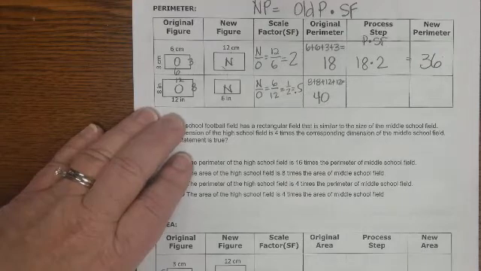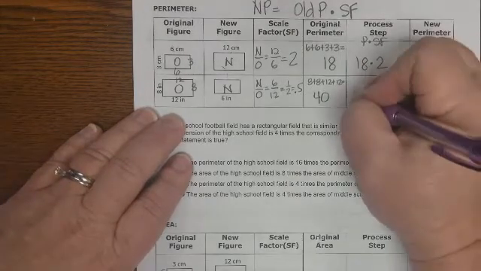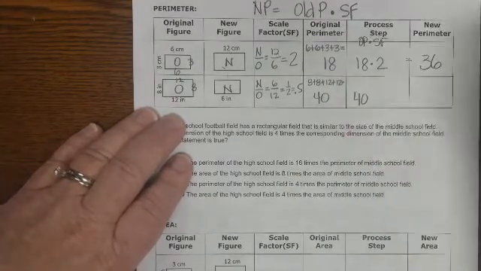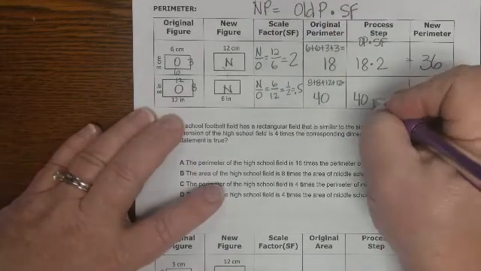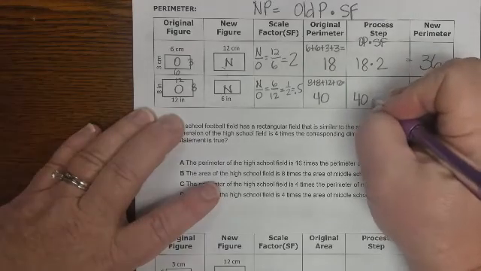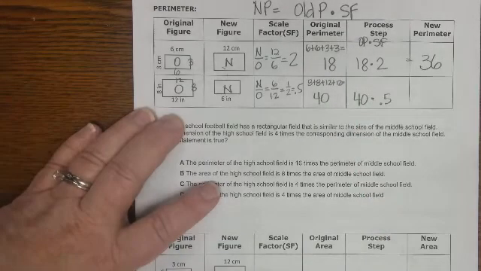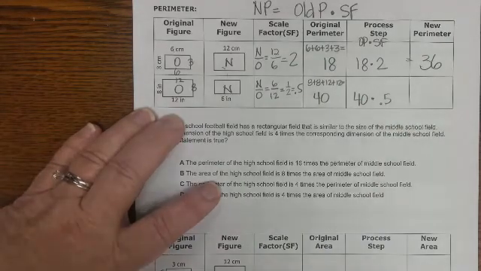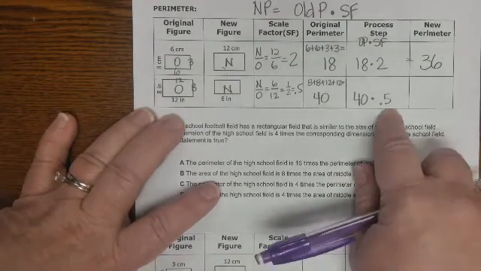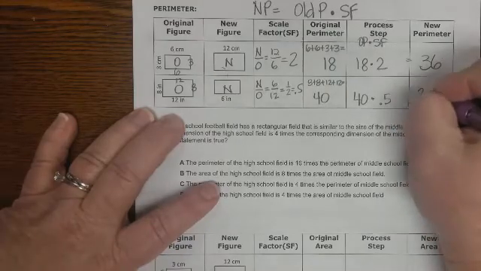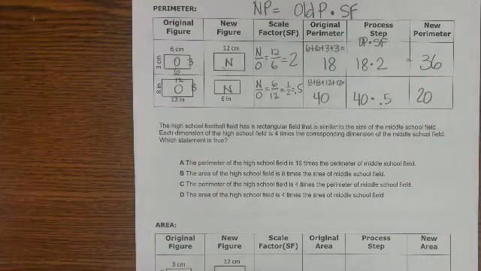The process step for perimeter: original perimeter, so I'm going to put an O here for original perimeter, times my scale factor, which is 0.5. Make sure you leave lots of room so you don't get all these decimals and multiplication signs messed up. So 40 times 0.5 is 20 centimeters. We're in the first dimension. We're only talking about perimeter so far.